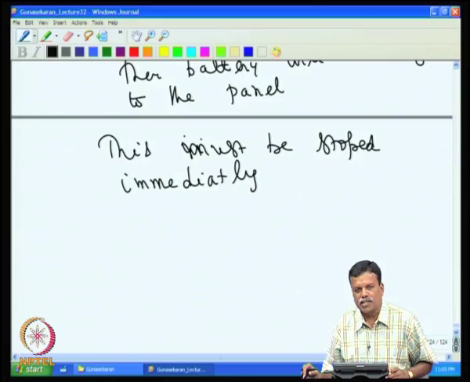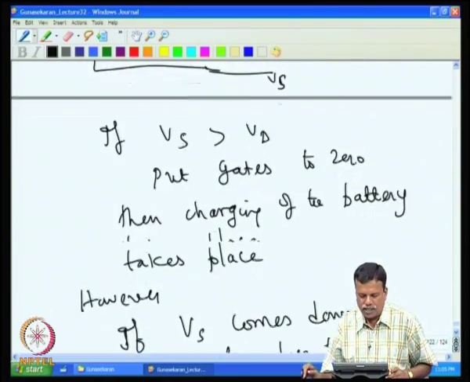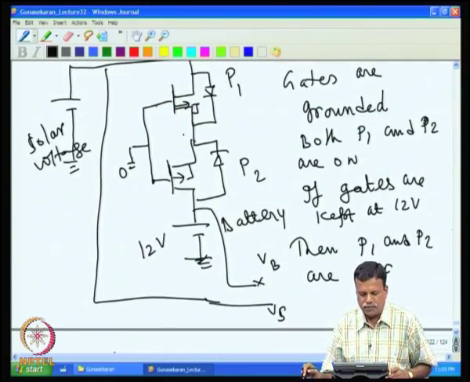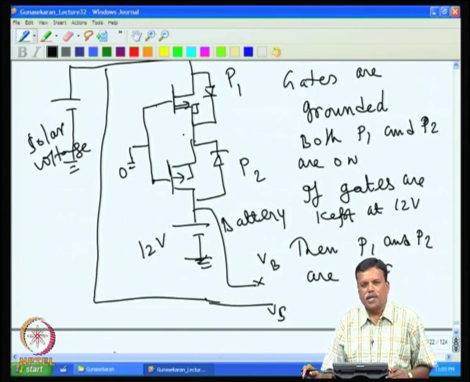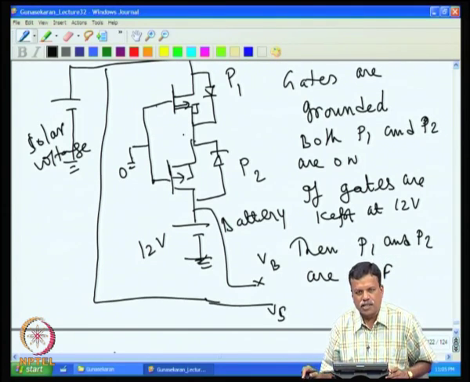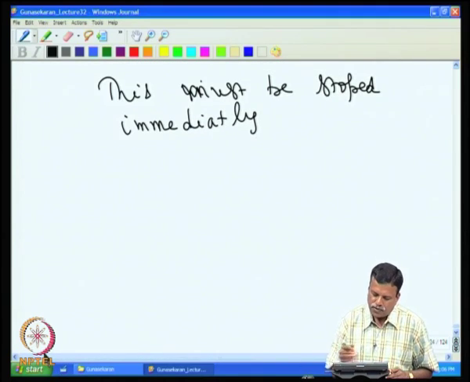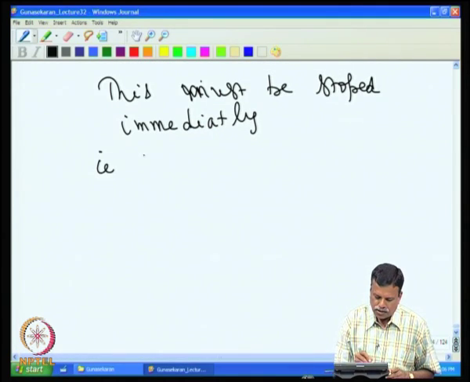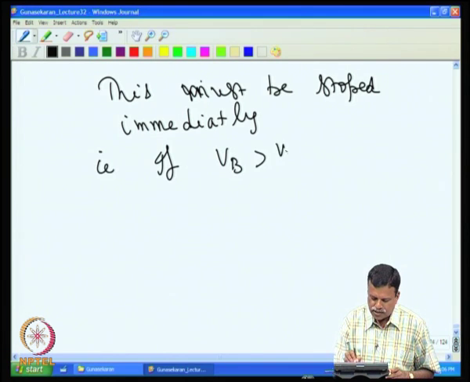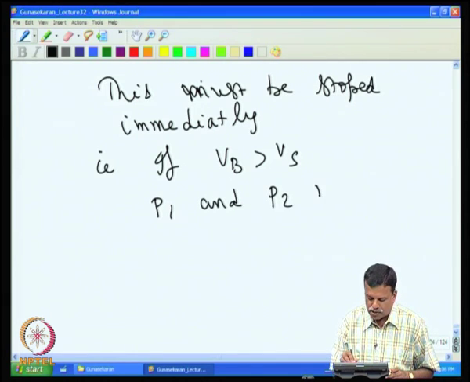That means one has to continuously monitor the battery voltage and the panel voltage, and within a few microseconds, in case the panel voltage is lower than the battery voltage, the gates have to be kept high. So P1 and P2 must be switched off. That means one has to sense very quickly: if V battery is greater than Vs, P1 and P2 must be switched off immediately.